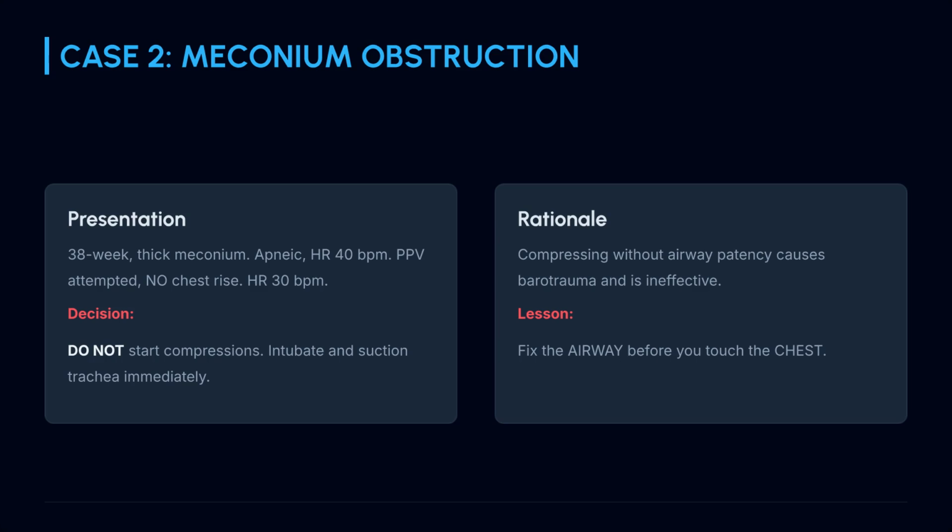In Case 1, a term infant with severe perinatal asphyxia has an HR of 45 BPM despite effective PPV. The action is to start 3-to-1 compressions, increase O2 to 100%, and secure the airway. The goal is to bridge the heart until epinephrine can be delivered via UVC for the underlying metabolic acidosis.